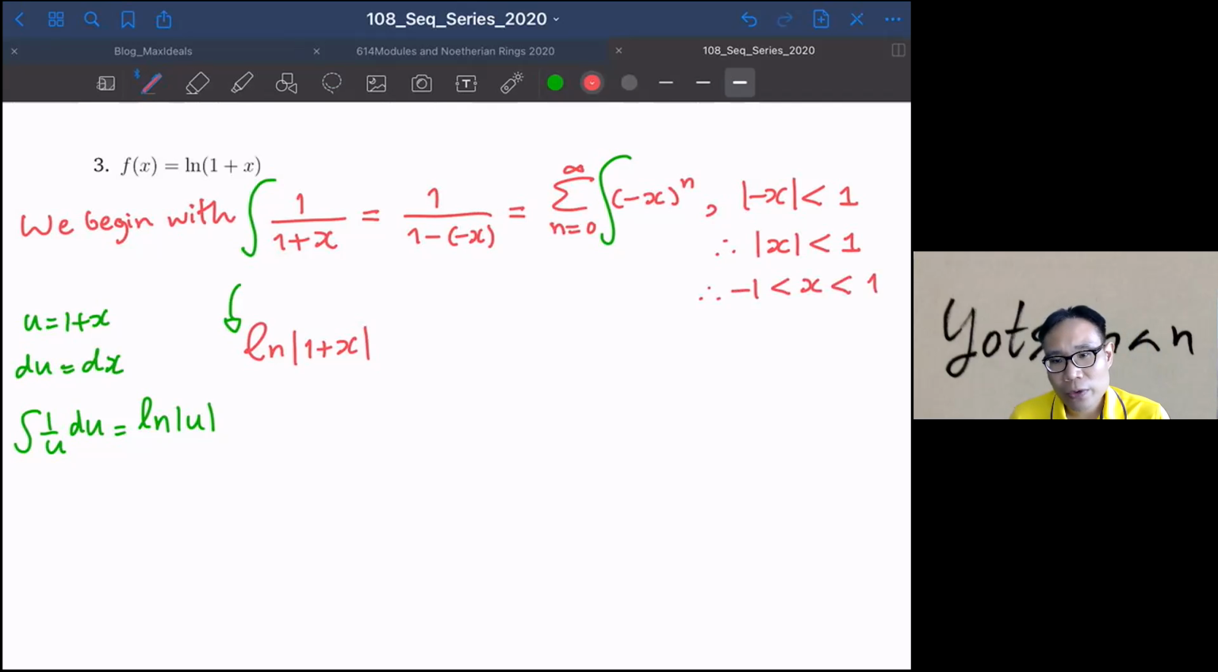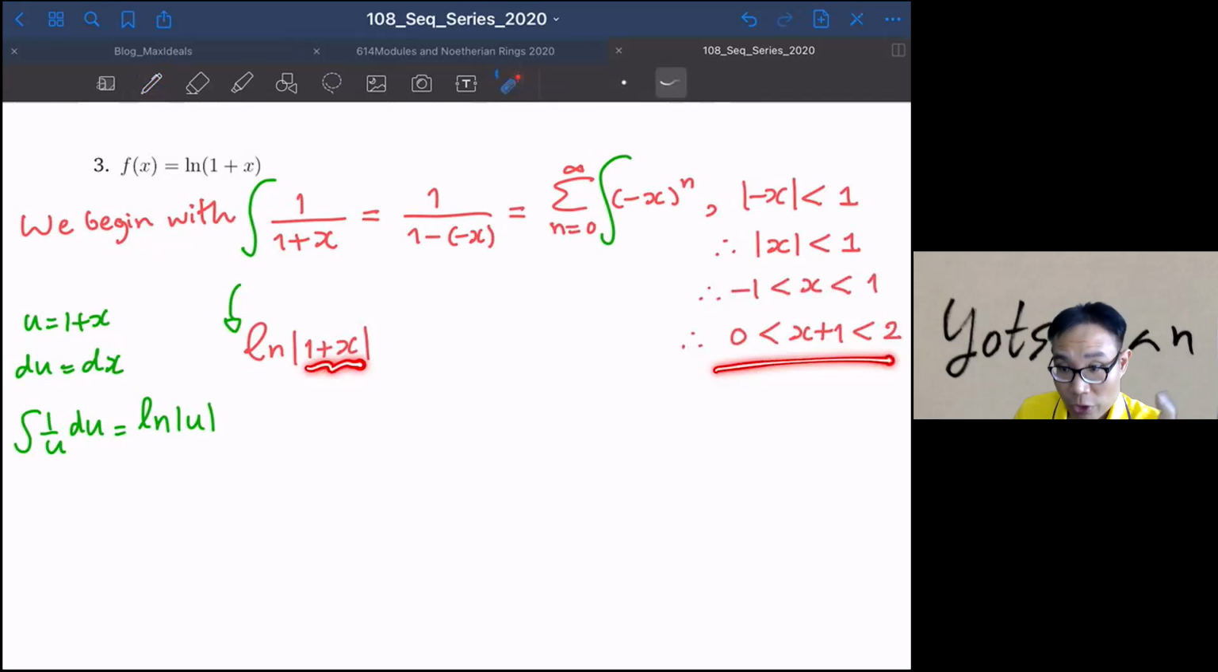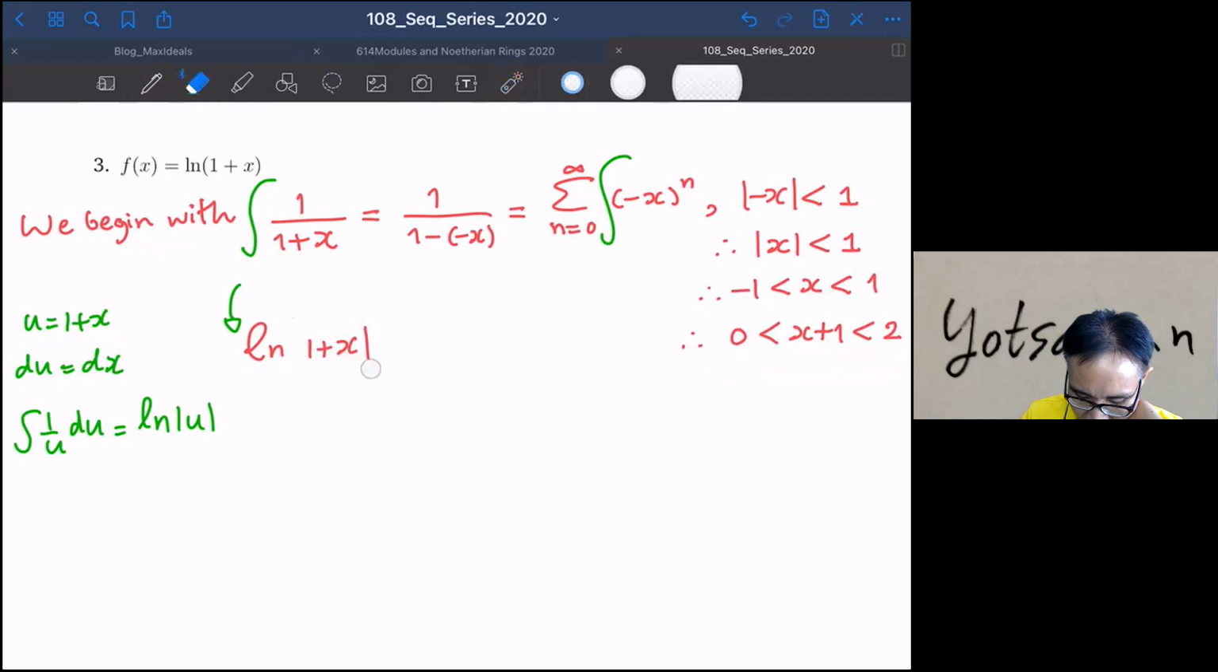And when you have x between negative 1 and 1, you have 1 plus x will be more than 0. So you have 0 less than x plus 1 less than 2. So this term lies between 0 and 2, so this term turned out to be positive. So you can erase the absolute value, and you can just put parentheses.